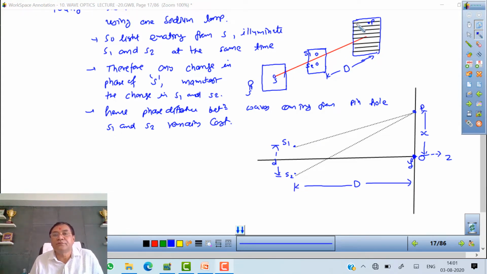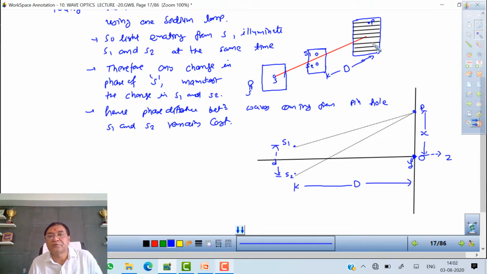So if it is seen on the screen, then this type of lines are observed. Not exactly like this, we will explain. The central one is straight, then when you go away from this, it is a little bit curved. The same representation is shown here. This is S1 and S2. The distance from here to the screen is D. This is the center part, and this point is P, and the distance is X.